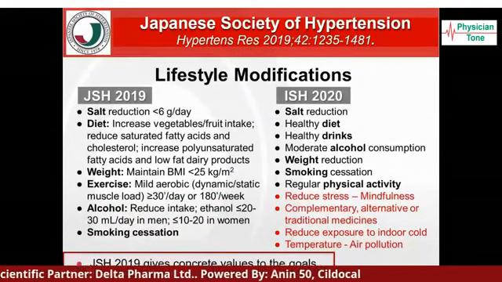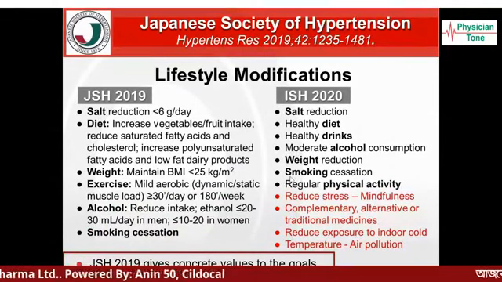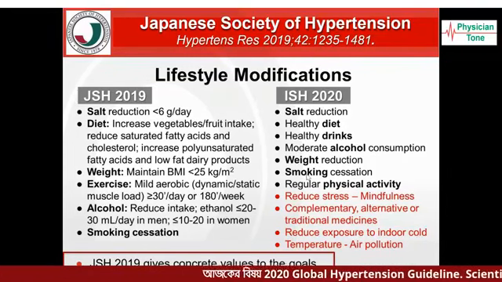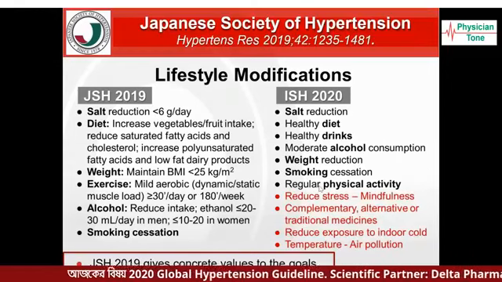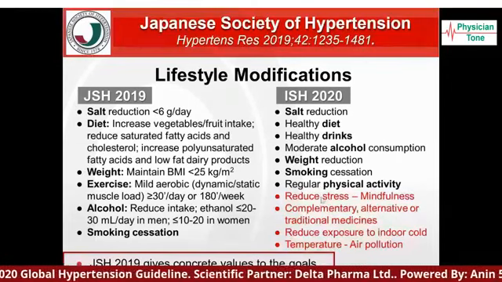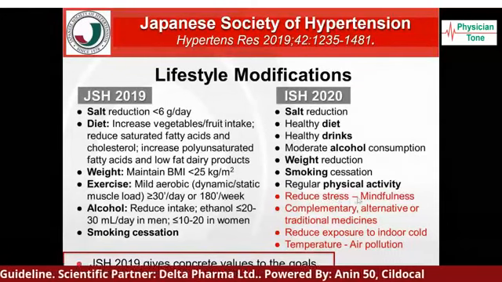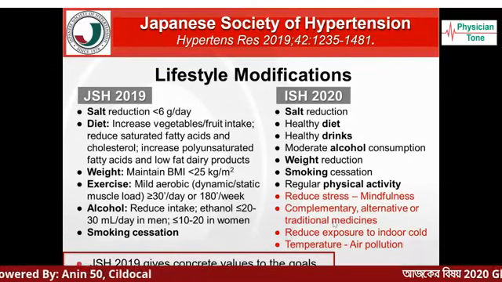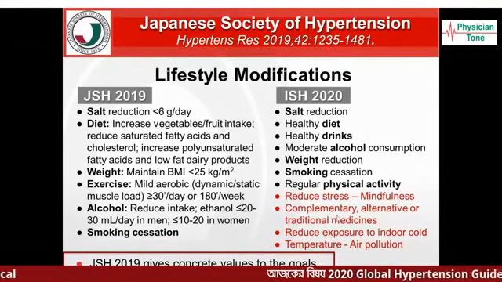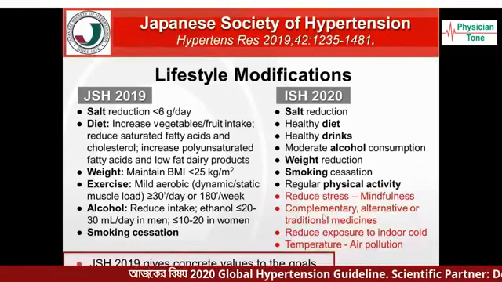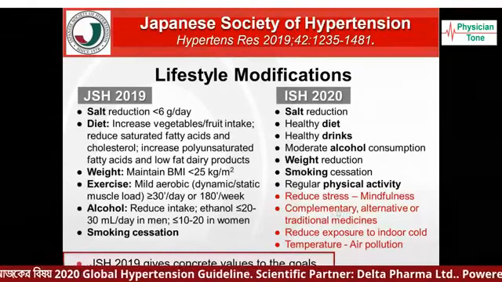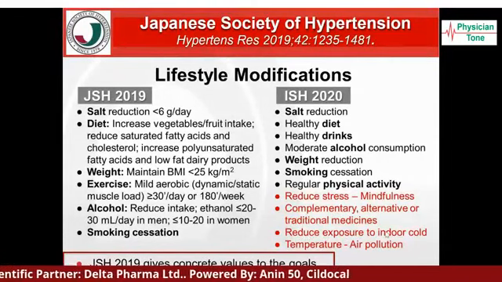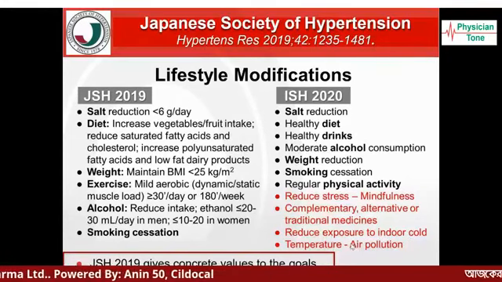There are also some other differences. The 2020 guideline puts some emphasis on several issues in lifestyle modification. As I just mentioned earlier, they mention reducing stress, keeping mindfulness, and complementary alternative or traditional medicine. The 2020 guideline did not discourage alternative medication or traditional medicine, and they also recommend avoiding exposure to indoor cold and air pollution. They also emphasize this type of lifestyle modification.